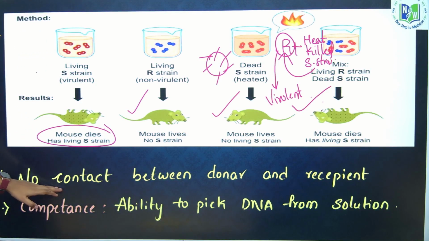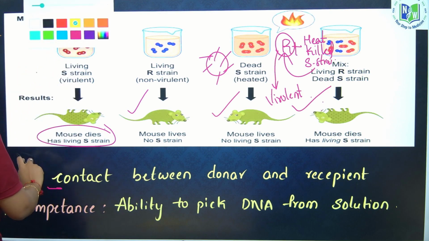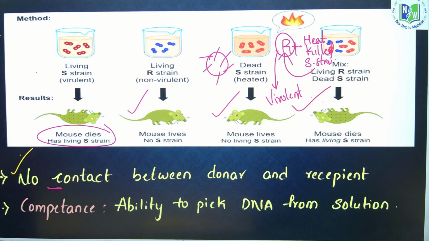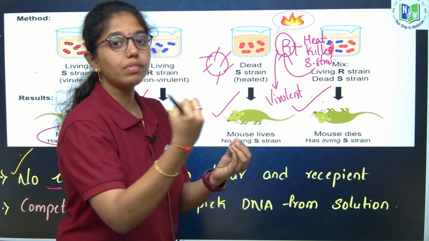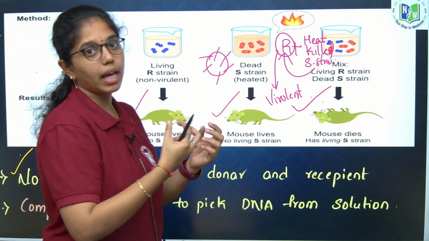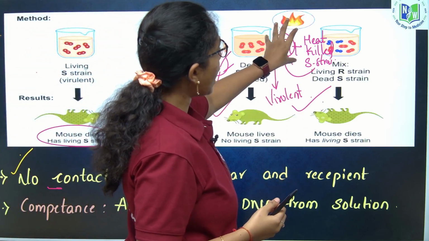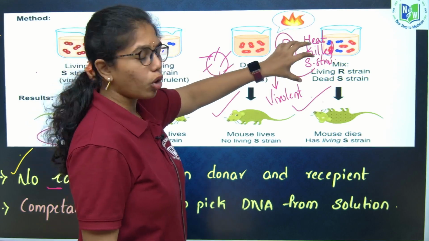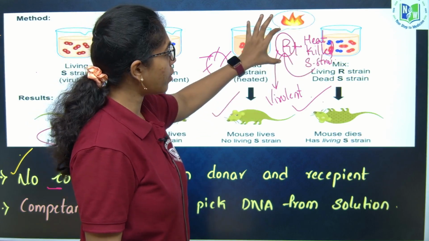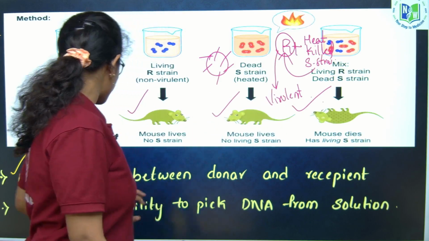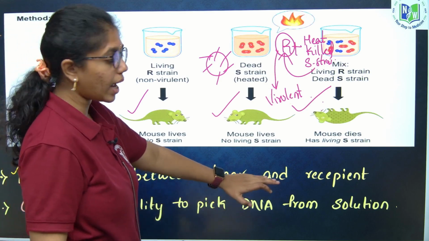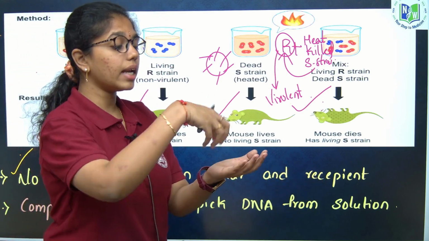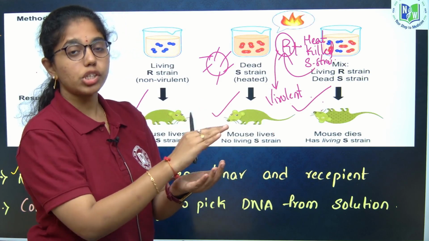Here there is no contact between donor and recipient. In transformation, there is no contact between donor and recipient for gene recombination to happen. It is picking up DNA from the solution beside it or from the environment around it. Like R strain and S strain, when they are mixed, the R strain picked up the polysaccharide coat material from the S strain and transformed into a virulent form. There is no contact between donor and recipient bacteria, but the DNA is taken from the environment around it.